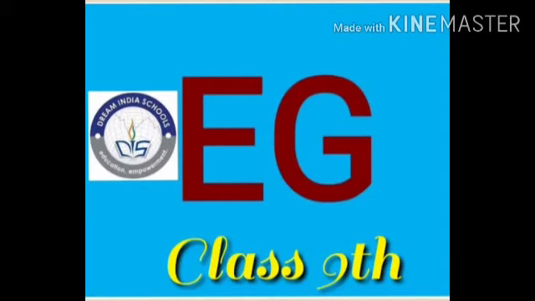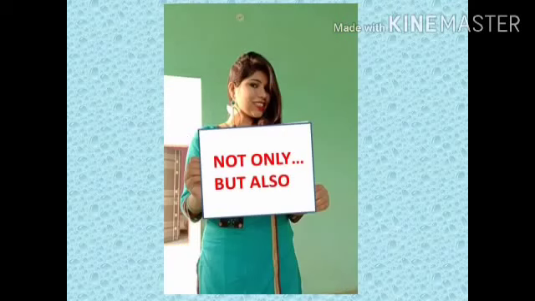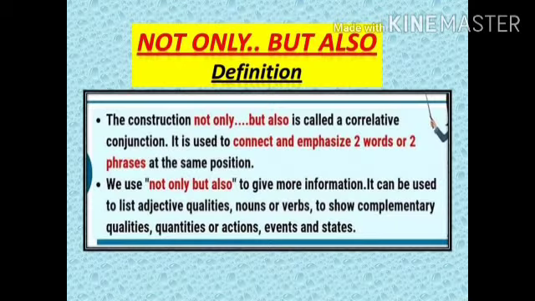A new topic of English grammar, which is for CGBSE 9th standard. In this tutorial, I'm going to teach you how to form sentences with the construction not only but also. The construction not only but also is called a correlative conjunction. It is used to connect and emphasize two words and two phrases at the same position. We use not only but also to give more information.